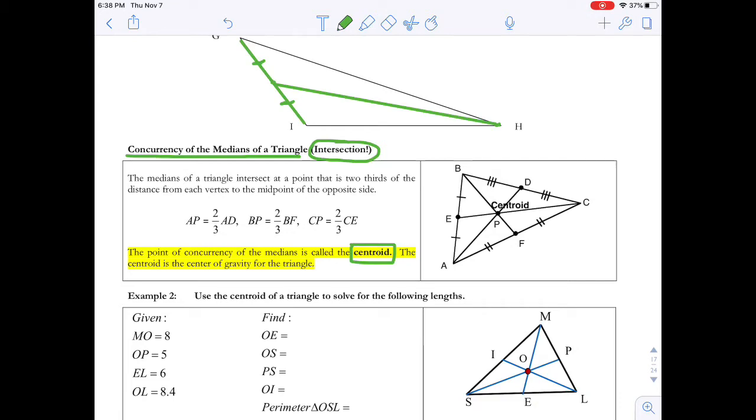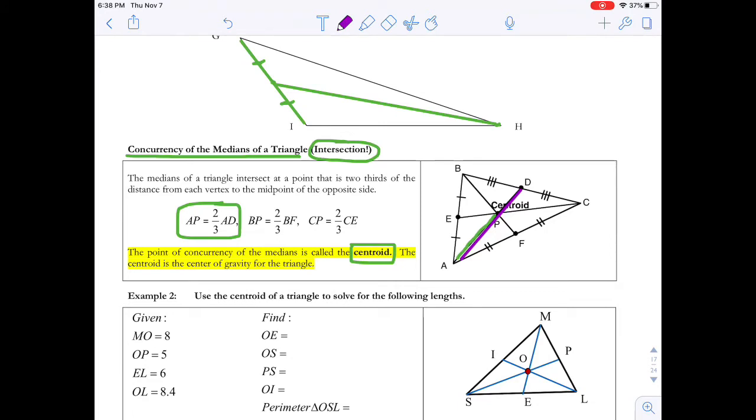Now there's something that is true about the medians in relationship to the centroid. The medians of a triangle intersect at a point that is 2/3 of the distance from each vertex to the midpoint of the opposite side. So if I were to look at this first part here, AP is 2/3 the length of the entire median. So the distance from the vertex to the centroid is 2/3 the length of the entire median there.